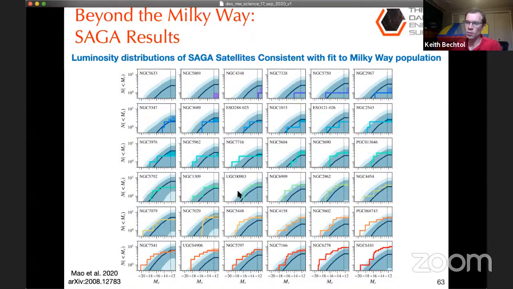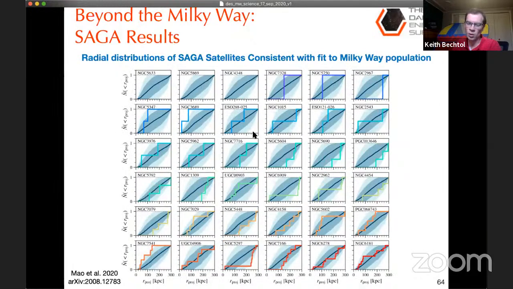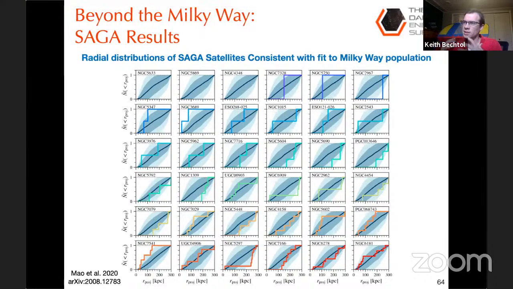And we see this both in luminosity space and also in radial space, where when you look at the radial distribution of these satellites, again, the shaded region is what you would predict from this Milky Way model, and the colored is the cumulative distribution. So again, it looks like the Milky Way is actually statistically representative of this larger population, and that's something that just wasn't possible before. So I think SAGA is a tremendously interesting new development in the field.